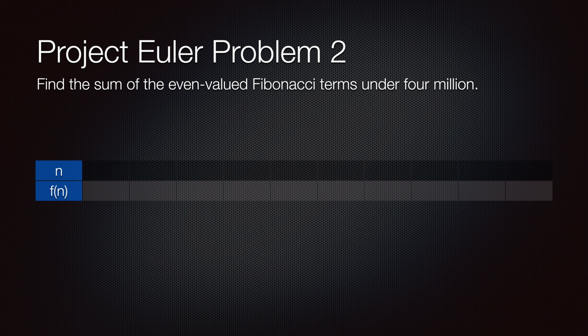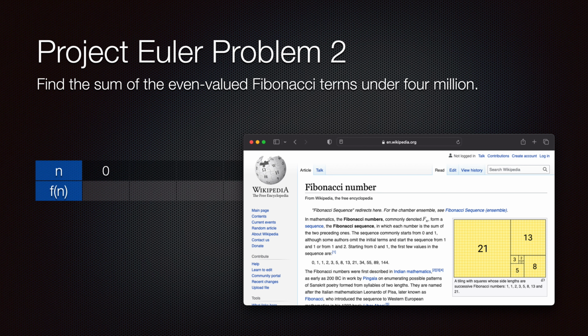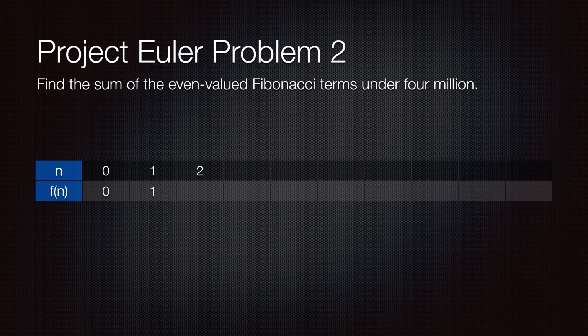What is the 0th Fibonacci number? By definition or base case, hopefully we can agree it's 0. What is the Fibonacci at the 1st number? Again, by definition or base case, hopefully we can agree it's 1. What is Fibonacci at 2? It would be the sum of the previous two Fibonaccis. Fibonacci at 0 plus Fibonacci at 1 would be 1.